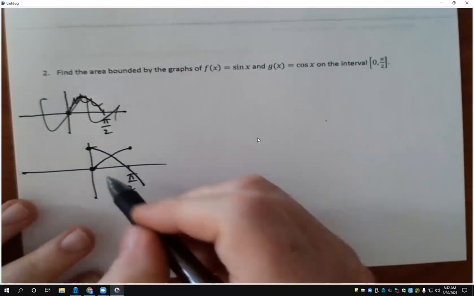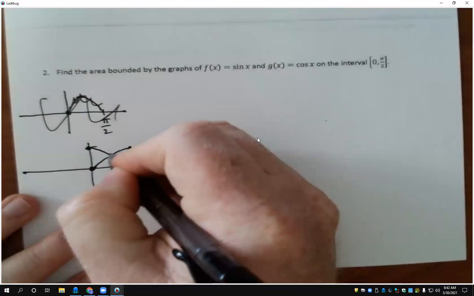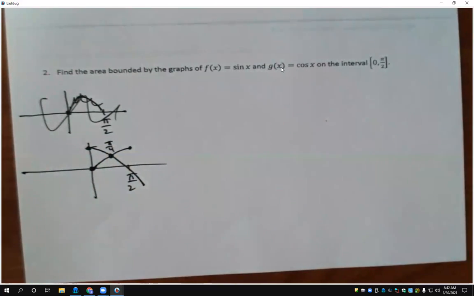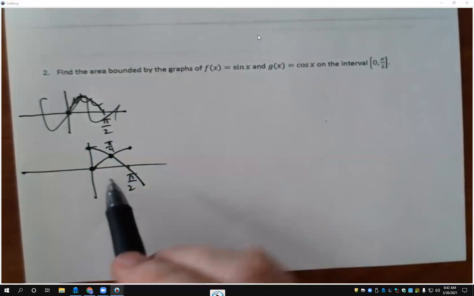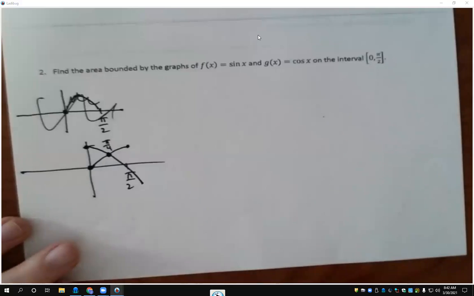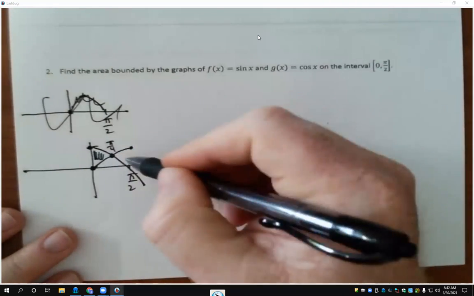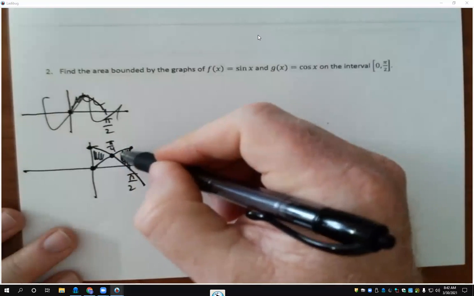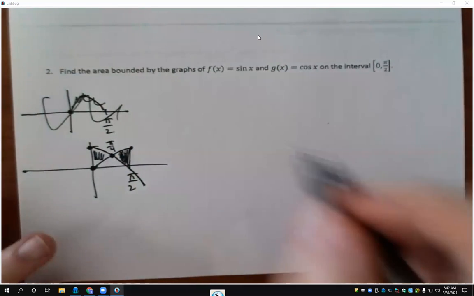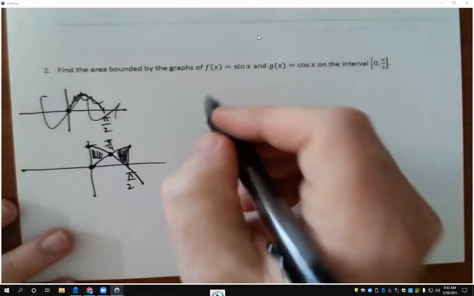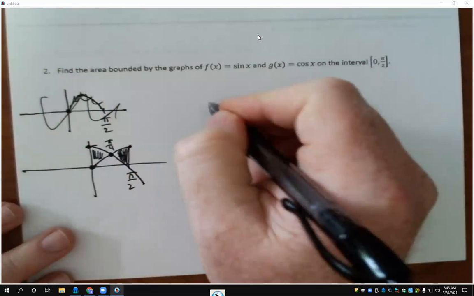So the two graphs are going to intersect, and where they intersect is this point right here at pi over 4, because we know that the sine and the cosine of pi over 4 are both radical 2 over 2. So we're talking about the area between here, and the area between here, that we want to find. There's two integrals that you have to set up. I'm going to set them up individually, but you're just adding them up.